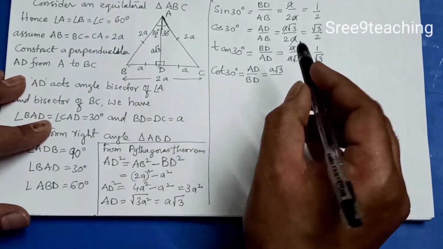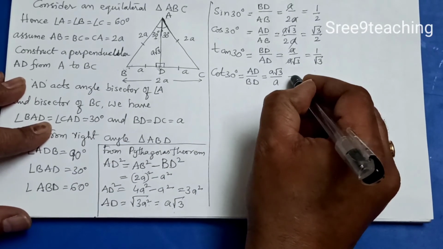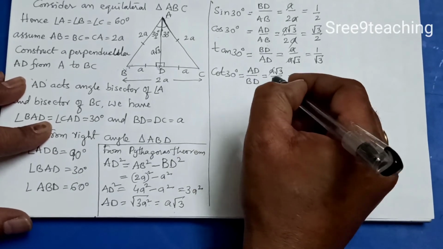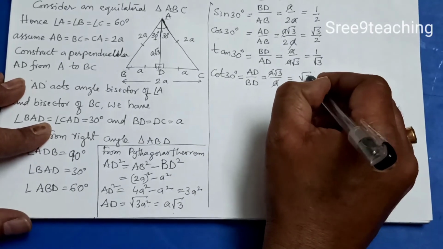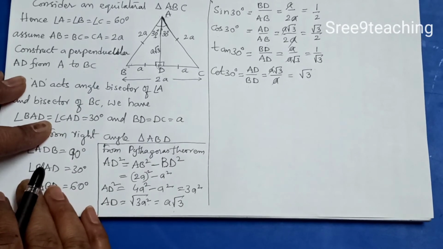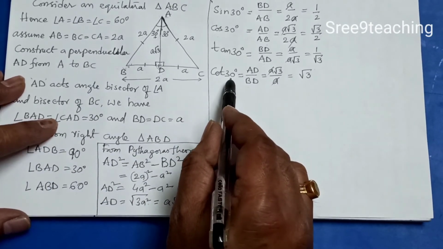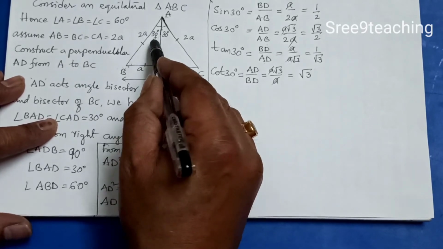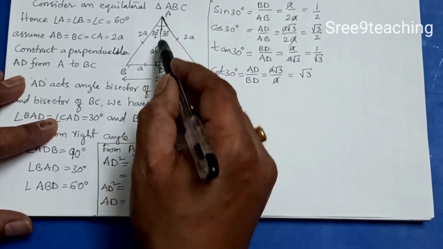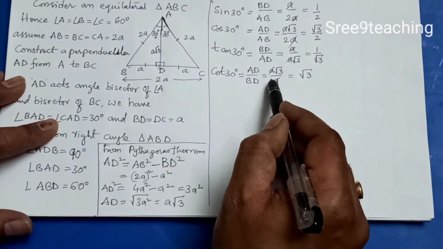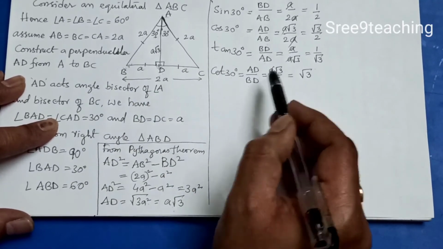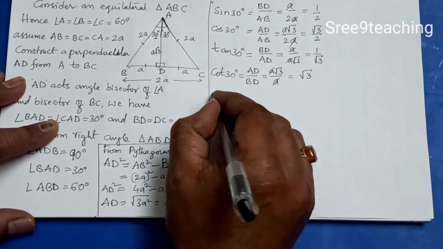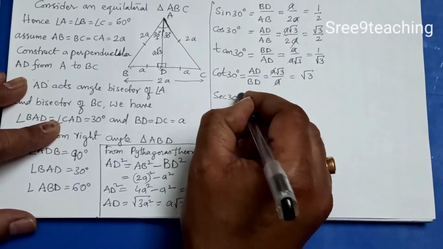The BD is A. Okay. So here cot 30 degrees, A gets cancelled, it will be root 3. Got it? Once again I am telling, cot 30 degrees, the formula is adjacent by opposite. So 30 degrees is here, adjacent is AD and opposite is BD. Hence AD by BD, we got AD value is A root 3 and BD value is A, A gets cancelled, we got root 3.